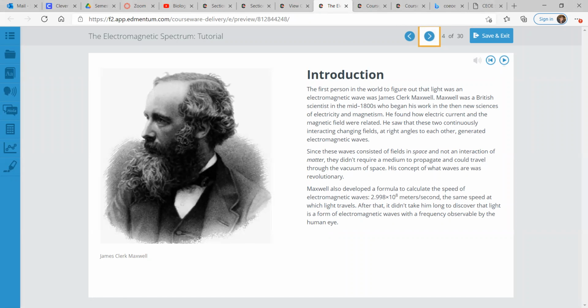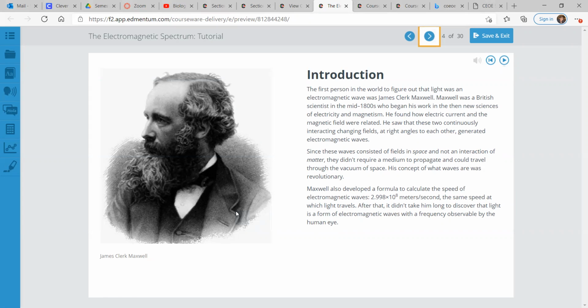This man is James Clerk Maxwell, and he is the first person in the world to figure out that light was an electromagnetic wave. He was a British scientist in the mid-1800s who began his work in the then new sciences of electricity and magnetism. He found how electric current and the magnetic field were related. He saw that these two continuously interacting, changing fields at right angles to each other generated electromagnetic waves.